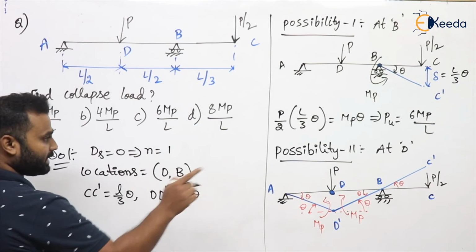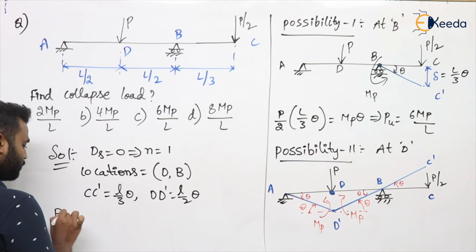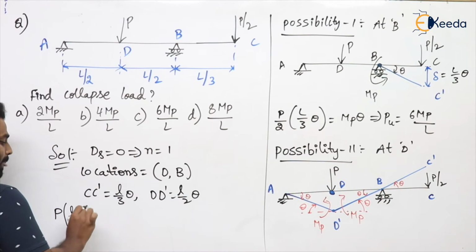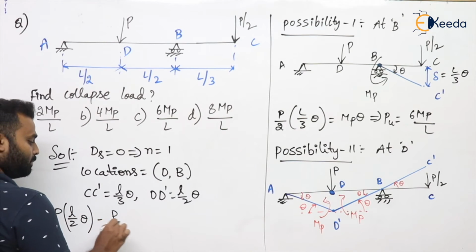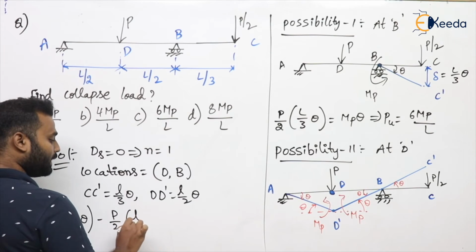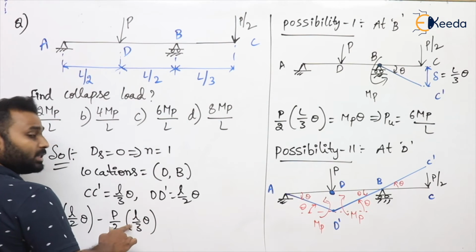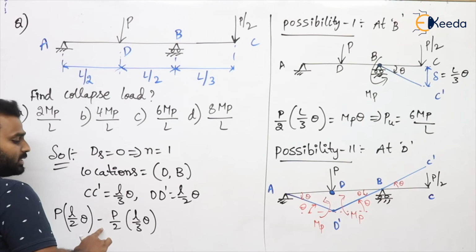So now, what is the external work? This P is going to do positive work, that is P into L by 2 theta. This is the work done by the load P, positive. Now minus P by 2 into L by 3 theta. So this is positive work and this is negative work.